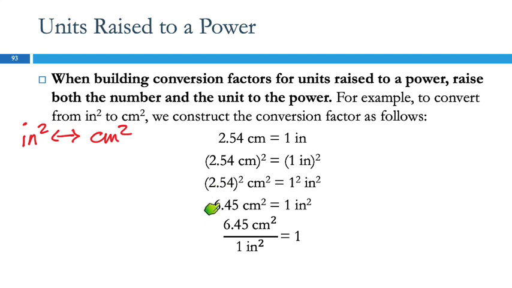2.54 squared is 6.45 centimeters squared. Over here, we're squaring the 1, but it's still 1. That messes people up sometimes because, well, we didn't square the 1. Well, yeah, you did. It just was the same because 1 is annoying that way. And so this is the relationship between square centimeters and square inches. If it's cubed, you cube them.